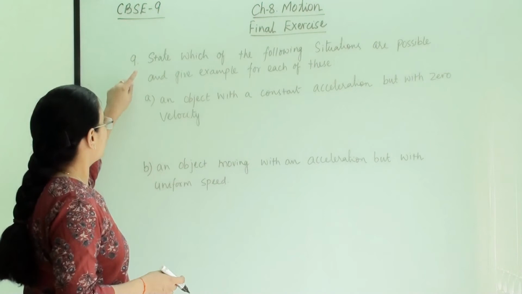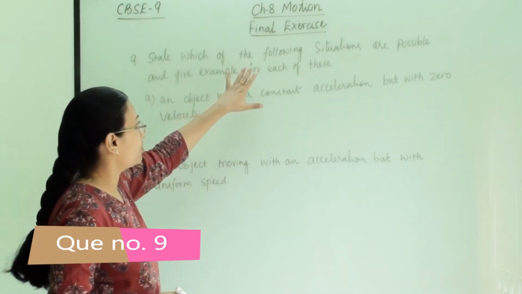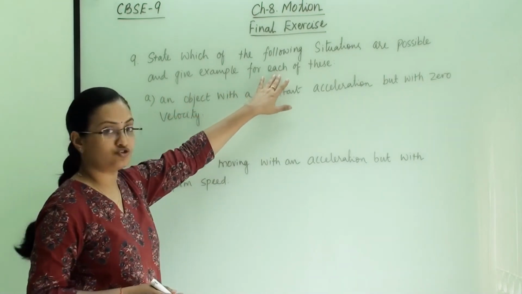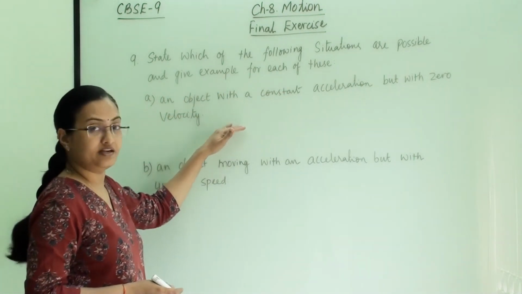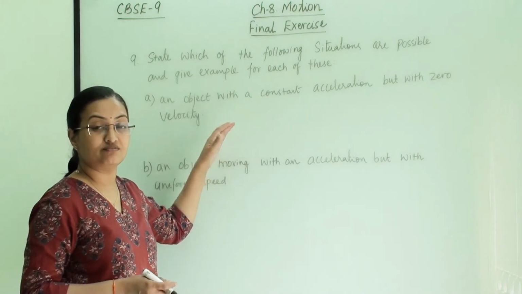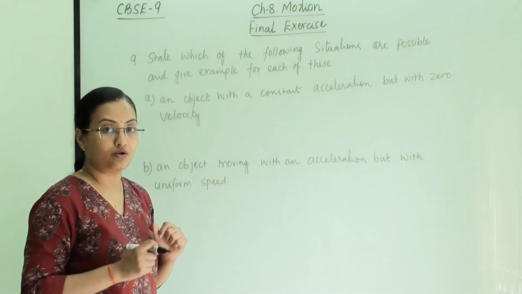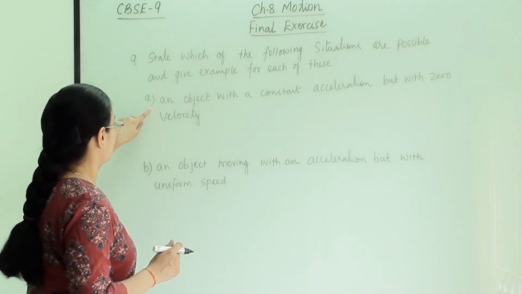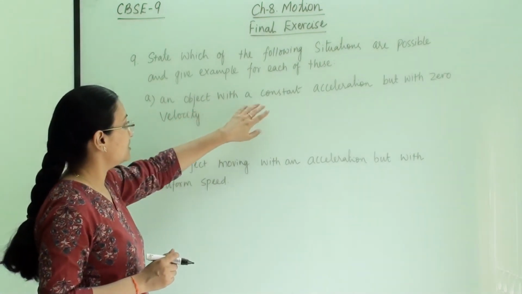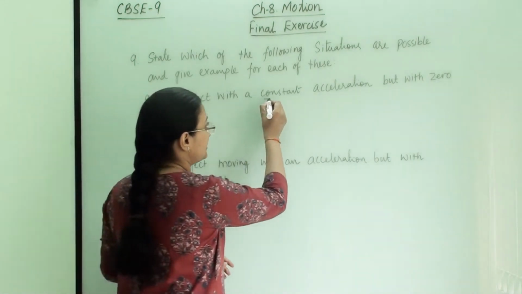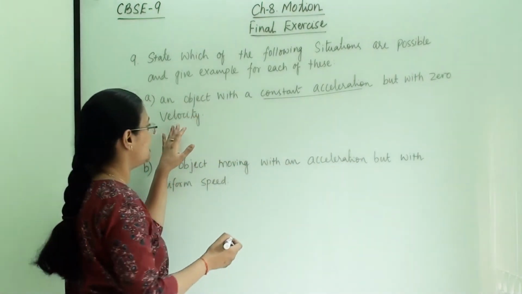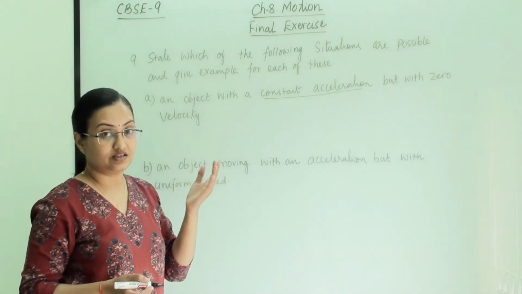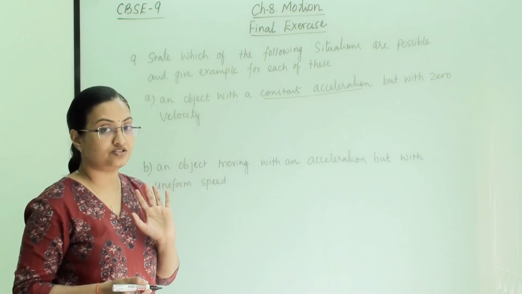Question number 9 says that state which of the following situations are possible and give an example for each of these. So we have to identify the example and check whether these situations are possible or not, and if yes, then we have to give one example for that. So A is an object with a constant acceleration, but with zero velocity. So continuously that object is traveling with acceleration but it has a zero velocity.